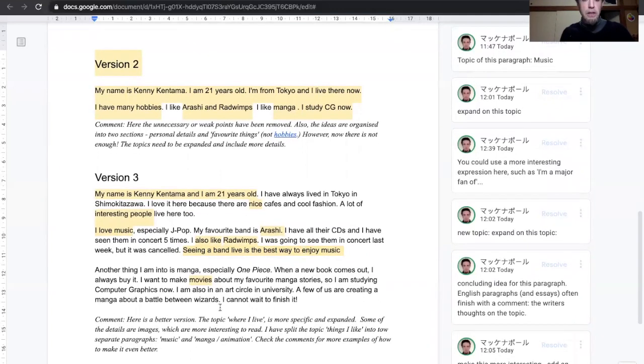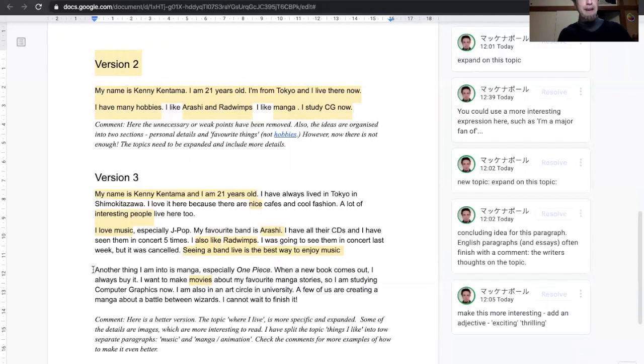Here's a better version. The topic where I live is more specific and expanded. Some of the details are images, which are more interesting to read. Images are more interesting and they're more persuasive, okay? And you give people an experience in their head. I always say that. The final paragraph: another thing I'm into is manga, especially One Piece.